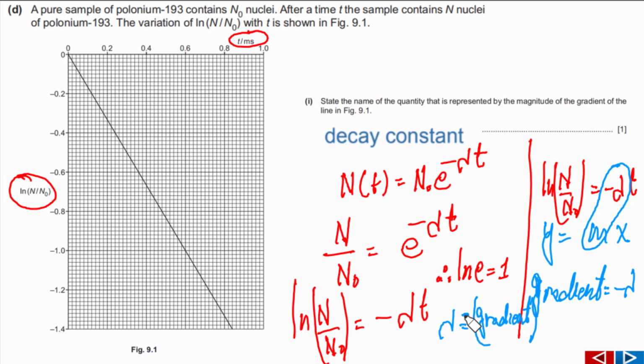It's asking which quantity, so that's the reason we are saying the quantity is the decay constant. We have minus, and the gradient itself is minus, so lambda will be positive. Lambda cannot be negative. You have to be clear about this point.